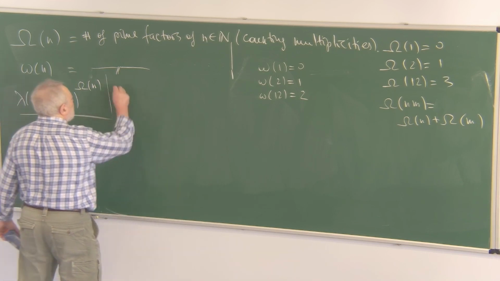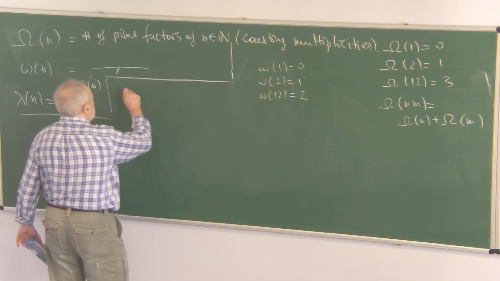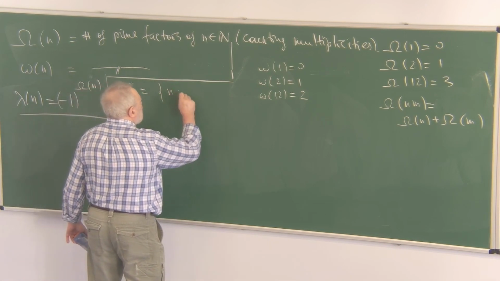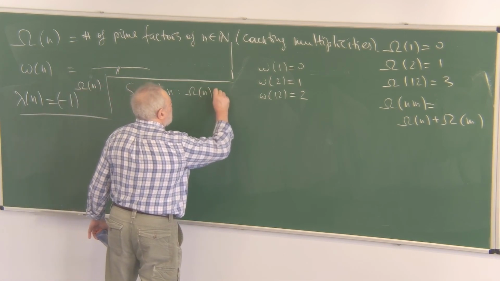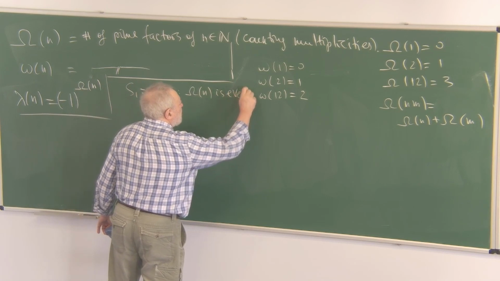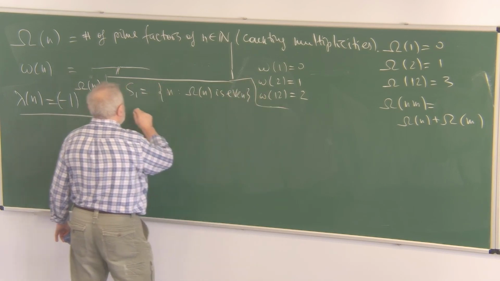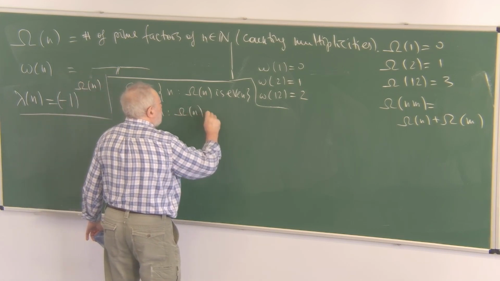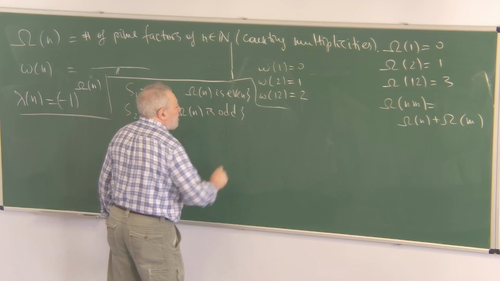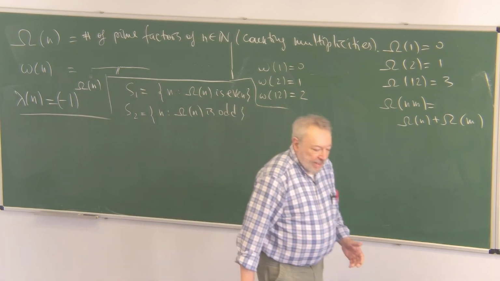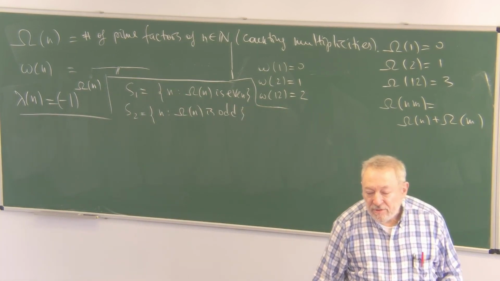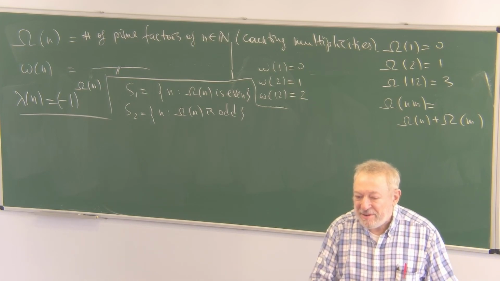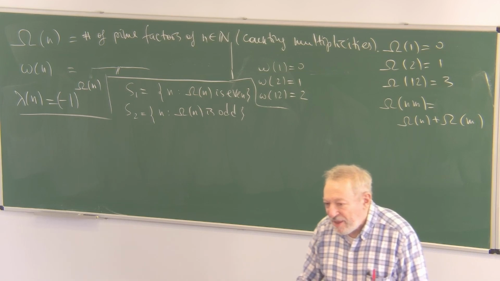So let's consider the following two sets. S1 is all n such that omega of n is even, and S2 are all n for which omega of n is odd. So this is a finite partition into two sets of all the integers: either omega would be even, or omega would be odd.